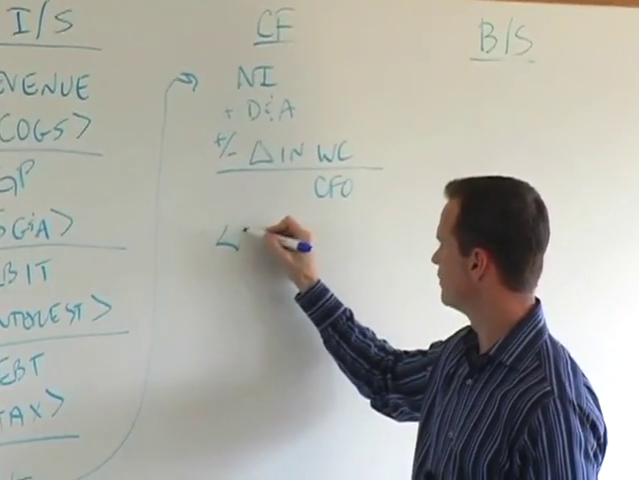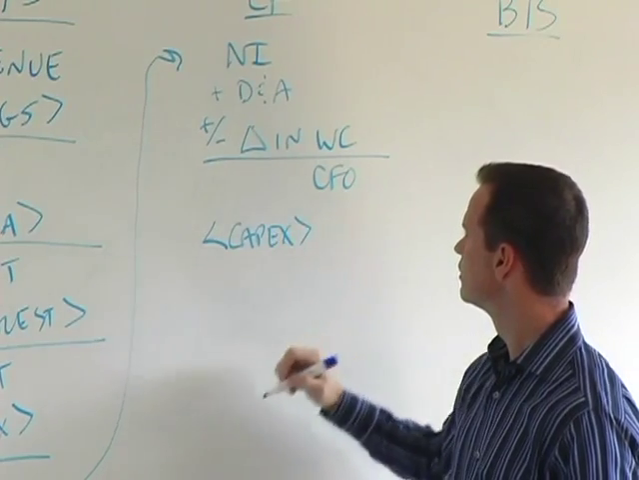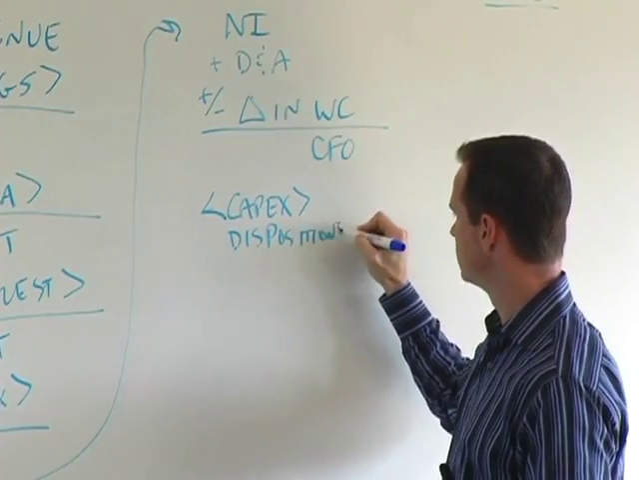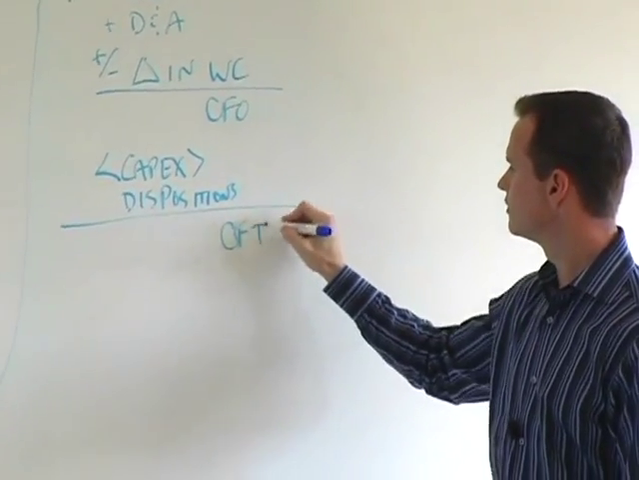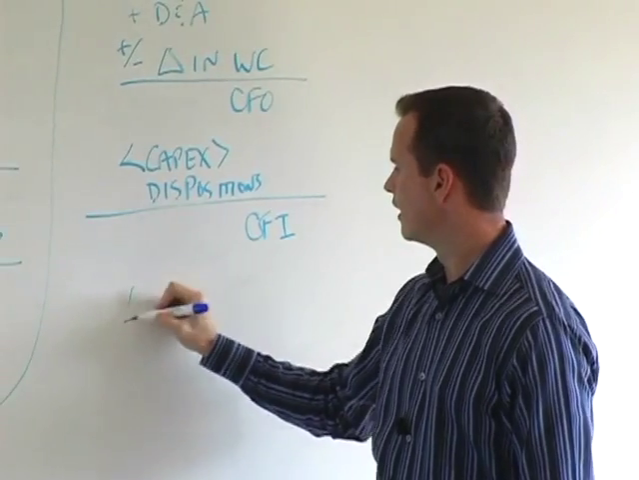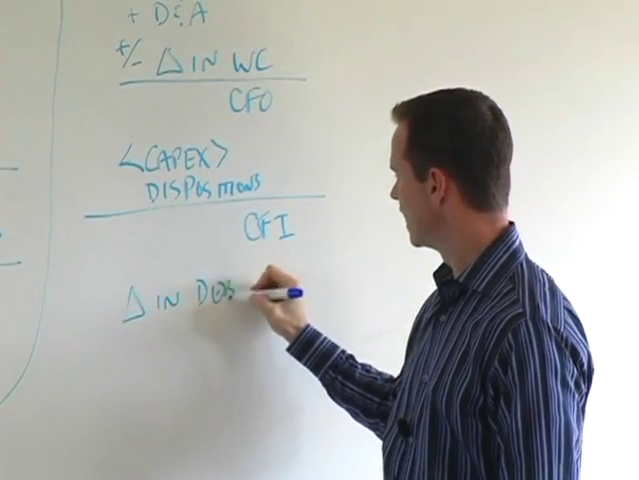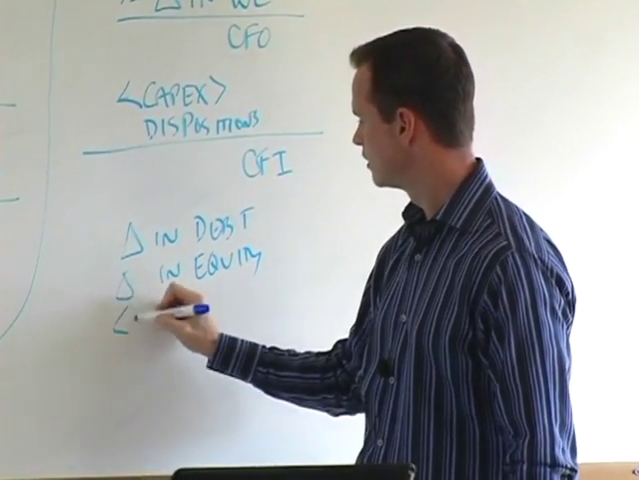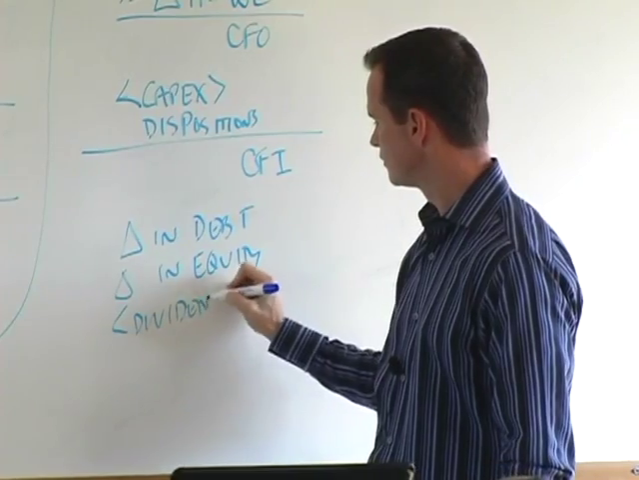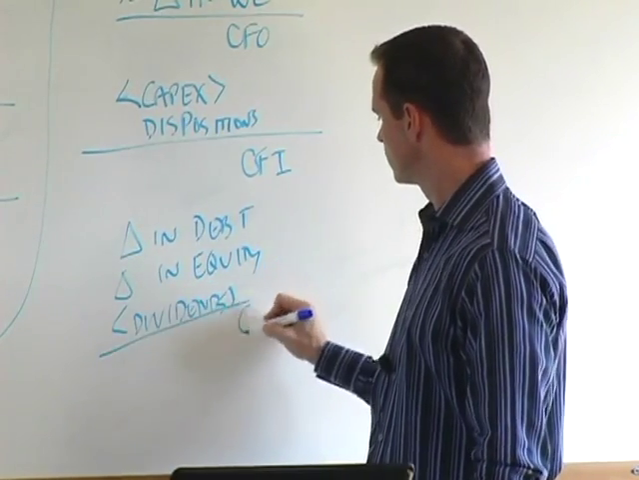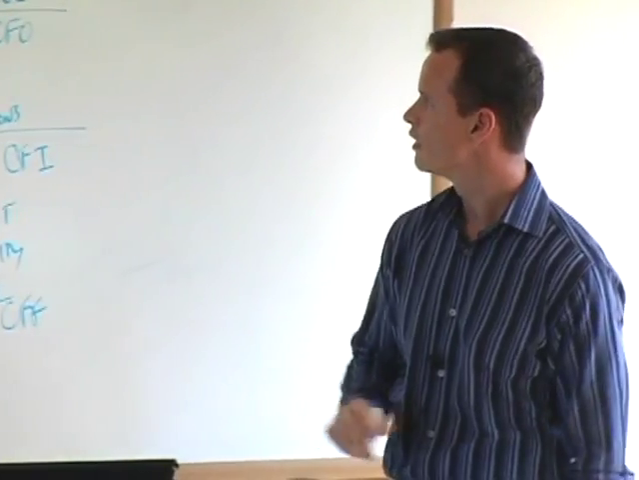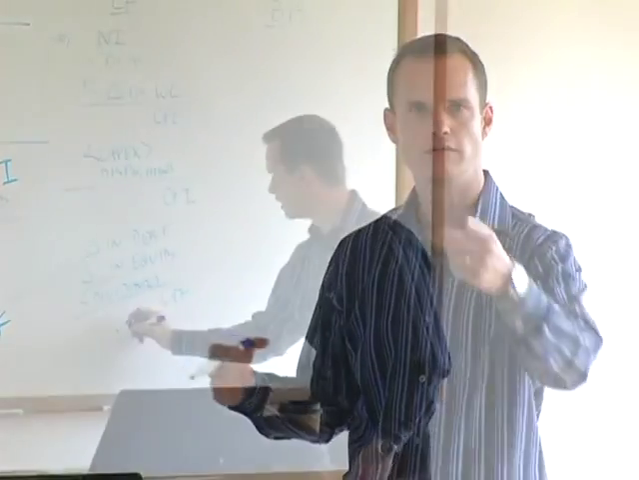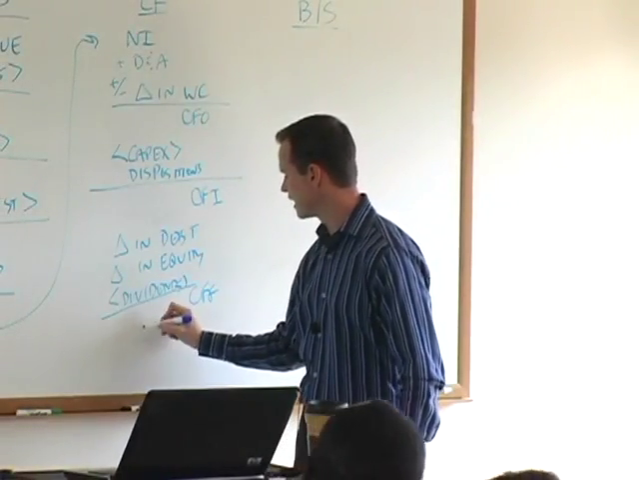Our cash from investing, we've got CapEx. Okay, any dispositions to the extent the company has them. Cash from investing. And then our financing section will be changes in our debt accounts, changes in our equity accounts, less dividends, cash from financing. And if we add the three of these up, it gives us our change in cash for the year, right? And if we add these three together, we get our change in cash for the year.